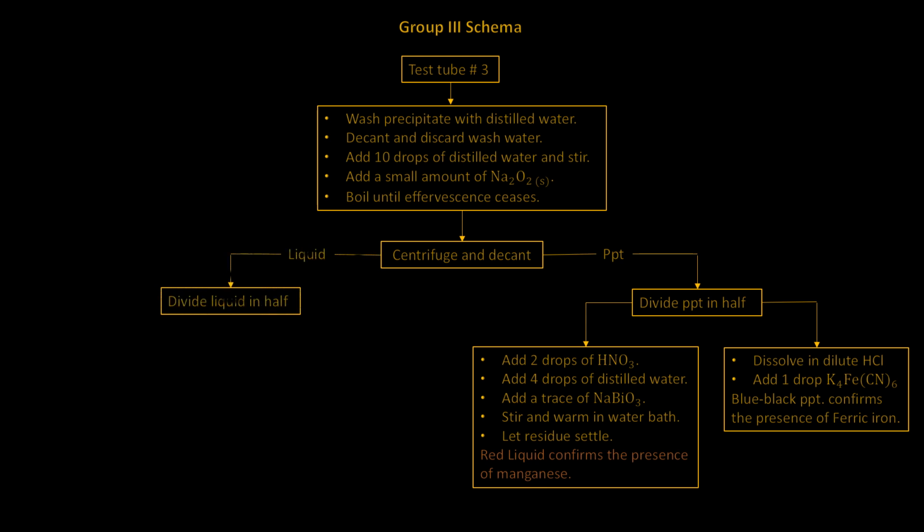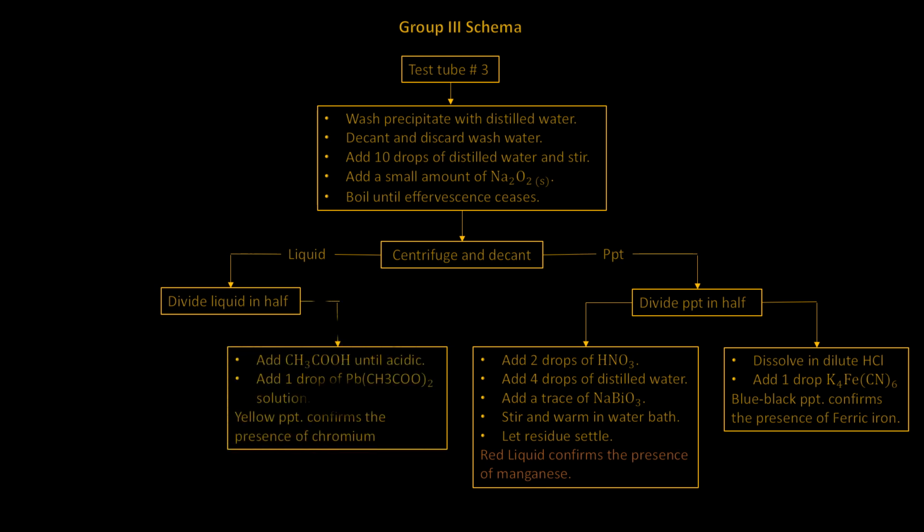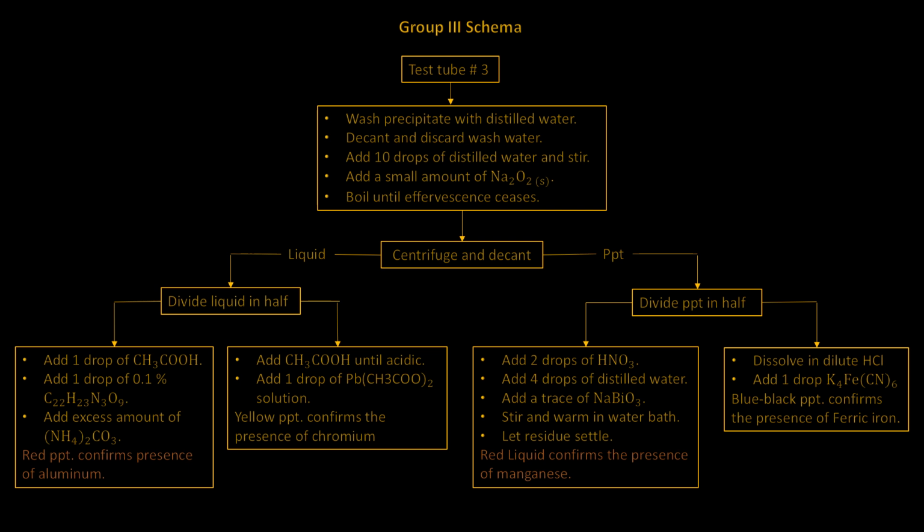The liquid portion that was decanted after the addition of the sodium peroxide, divide this solution in half. To the first half, add some acetic acid until it's just acidic. Then add 1 drop of lead acetate. If a yellow precipitate forms, it will confirm the presence of chromium. To the other half of the filtrate, add 1 drop of acetic acid, along with 1 drop of 0.1% aluminium. Then add an excess amount of ammonium carbonate solution. If a red precipitate forms, it will confirm the presence of aluminum.